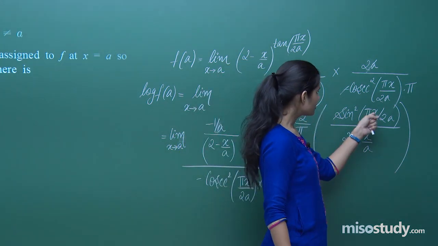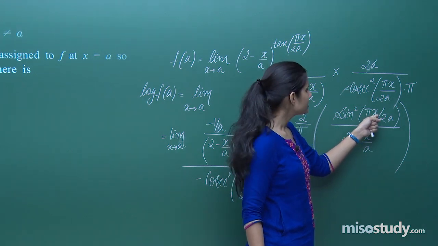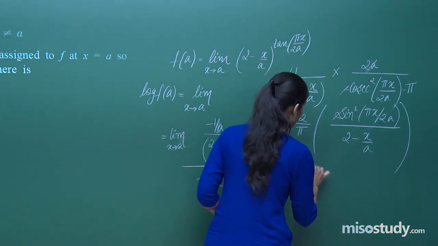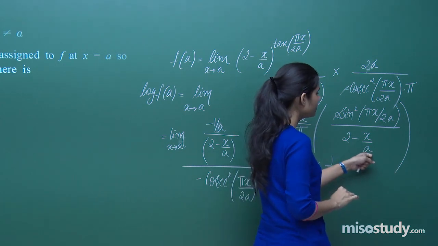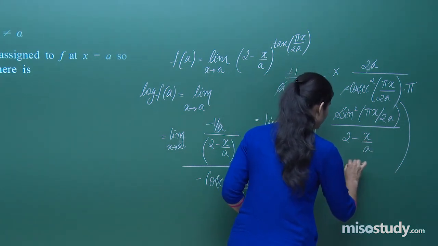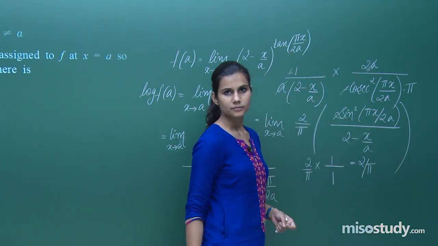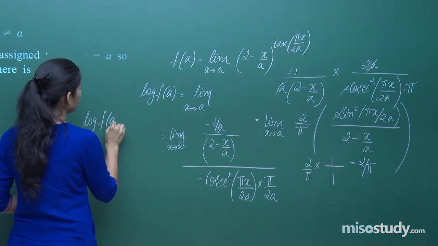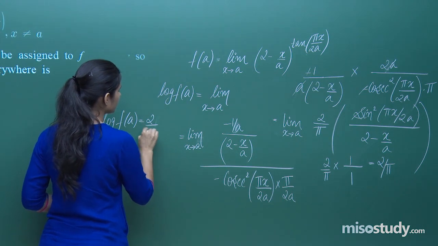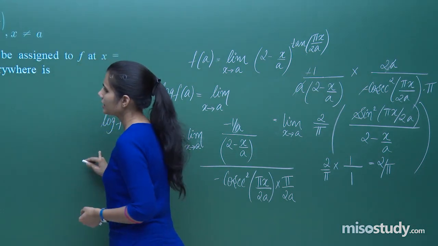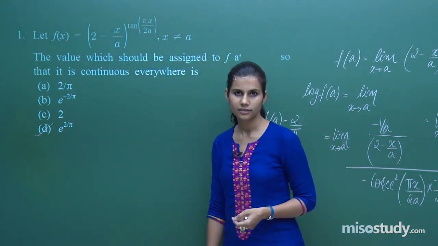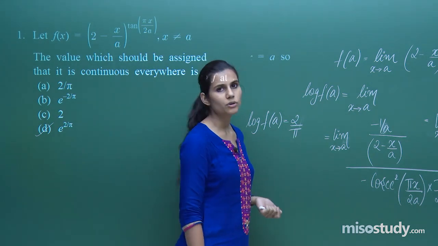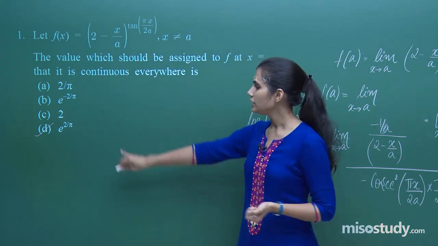you basically get limit x tends to a, this becomes what? This is a, so pi a upon 2a, that is pi by 2, which is 1. So you get 2 by pi into 1 upon, again x tends to a, so you get 2 minus 1, again 1. So this is 2 by pi. Fine. If you are getting log of f of a is 2 by pi, what is f of a? It is e to the power 2 by pi, right? Because if you take exponential, you get e to the power 2 by pi, and here you are left with f of a. So f of a turns out to be e to the power 2 by pi.